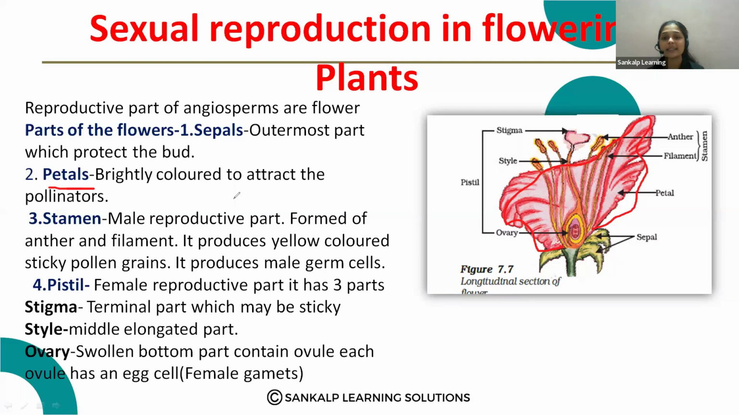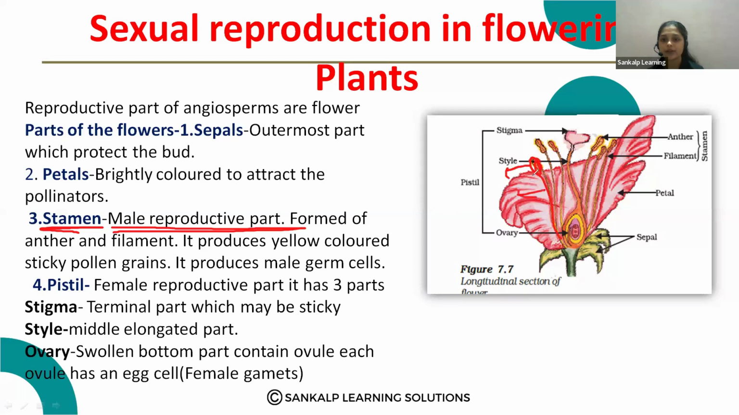So that is the brightly colored part of the flower that attracts the pollinators. Okay. Then the third part, that is the stamen. Stamen is the male reproductive structure. This is the stamen. This stamen contains two main parts, that is the anther and the filament.